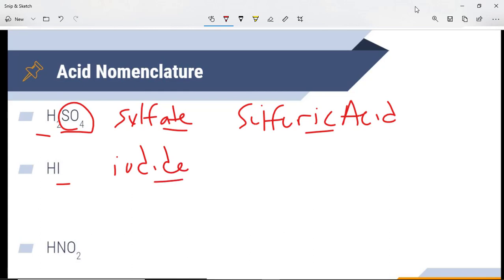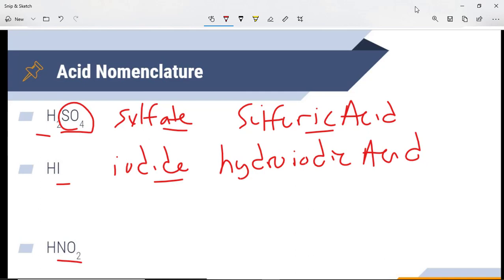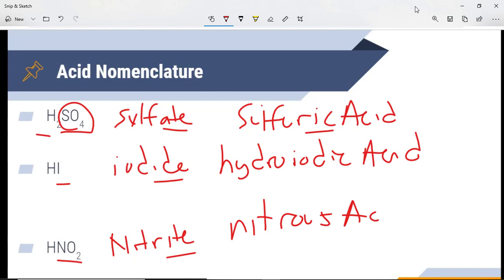Okay? HI, this is an iodide. Ends in "ide." So this is hydroiodic acid. Last one, HNO2. This is nitrite. So this is going to be nitrous acid. Simple enough. Follow the rules, should have no problems.